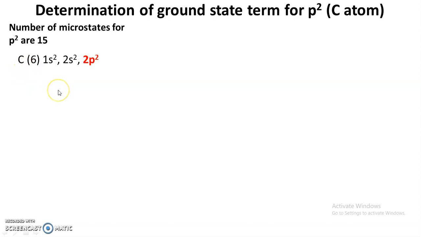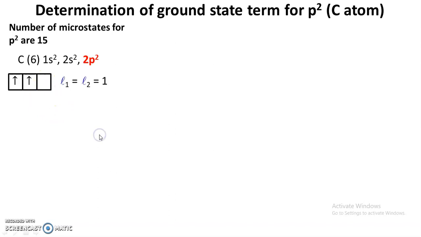Carbon, atomic number 6, has the electronic configuration 1s2, 2s2, 2p2. It means in the p subshell there are 2 electrons. Now this is the arrangement of electrons in the p orbitals. So these are the 3 p orbitals and 2 electrons are accommodated in 2 p orbitals, px and py.